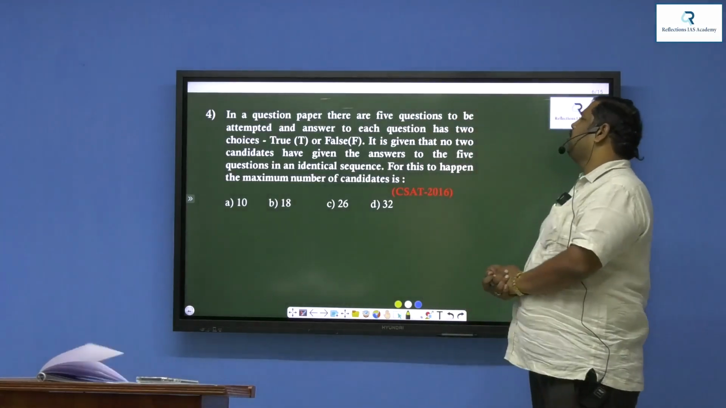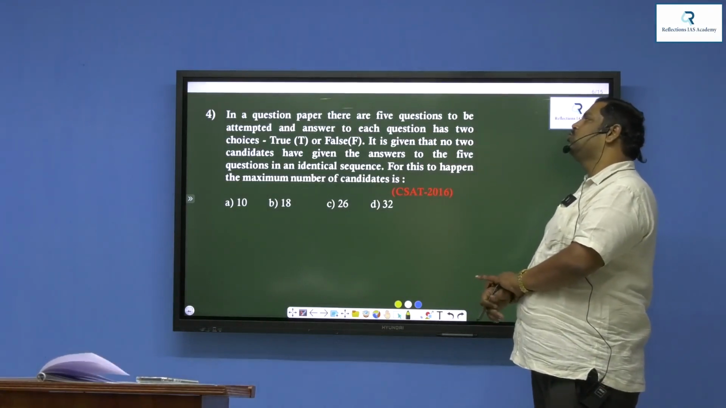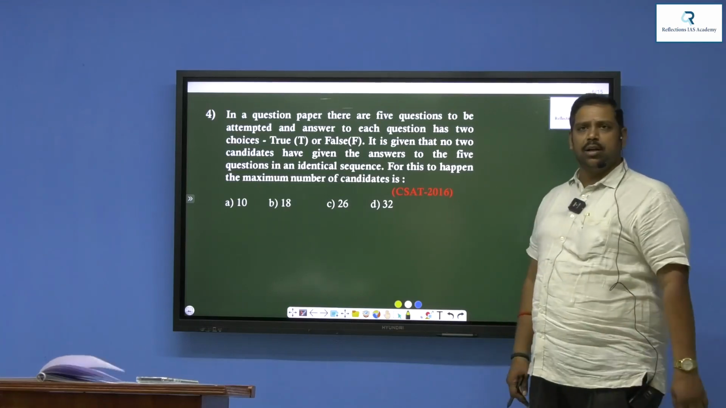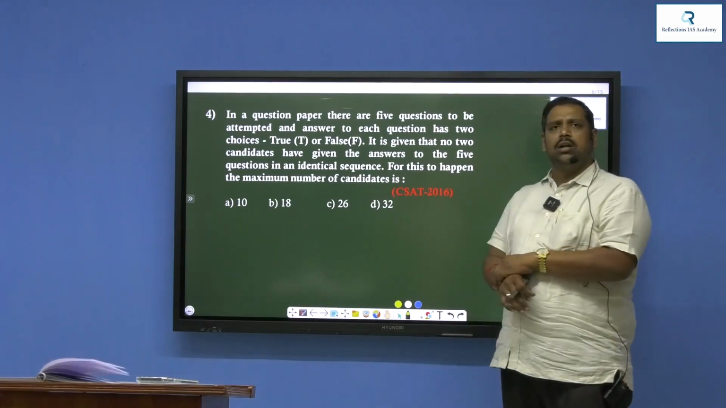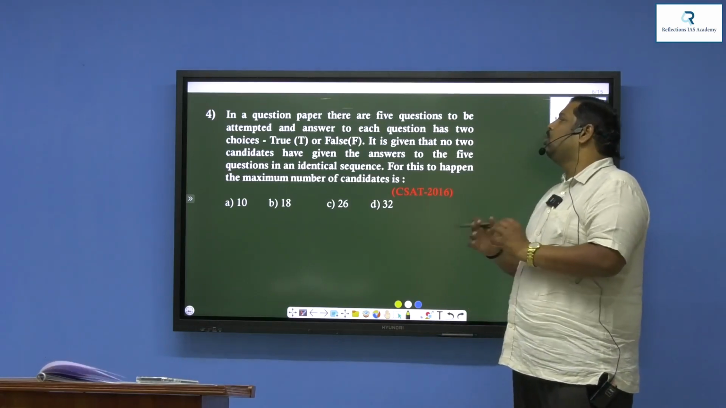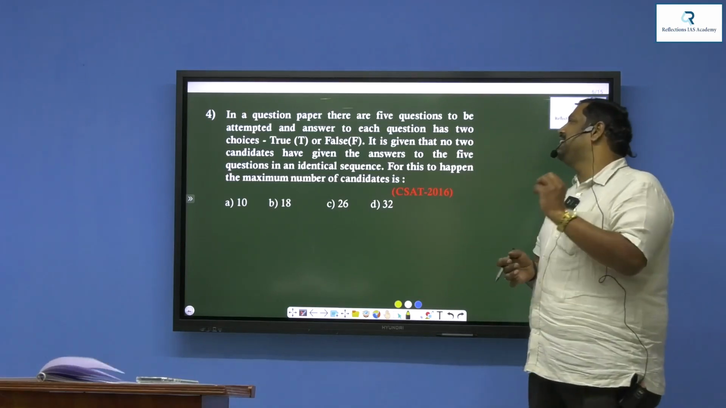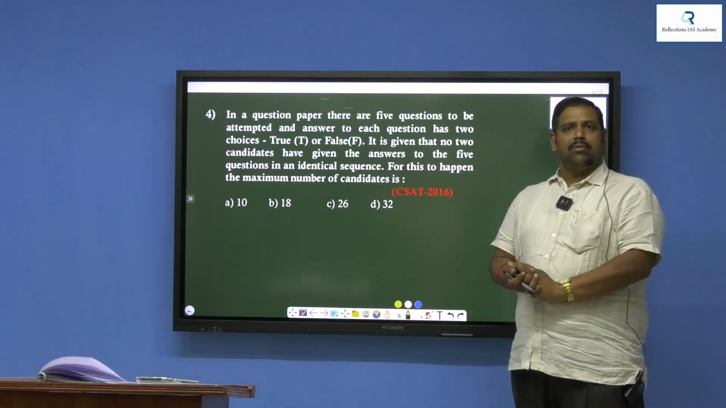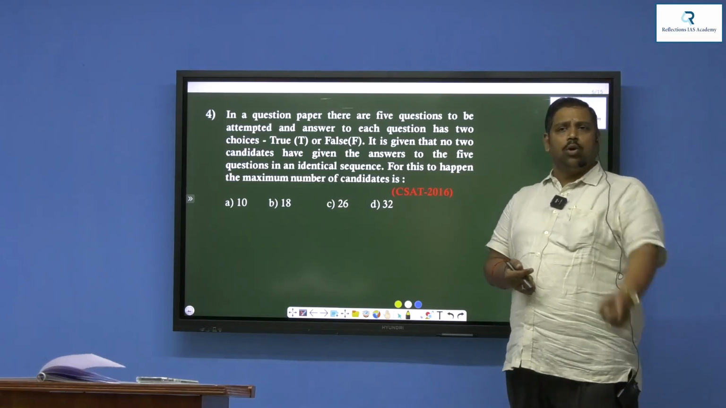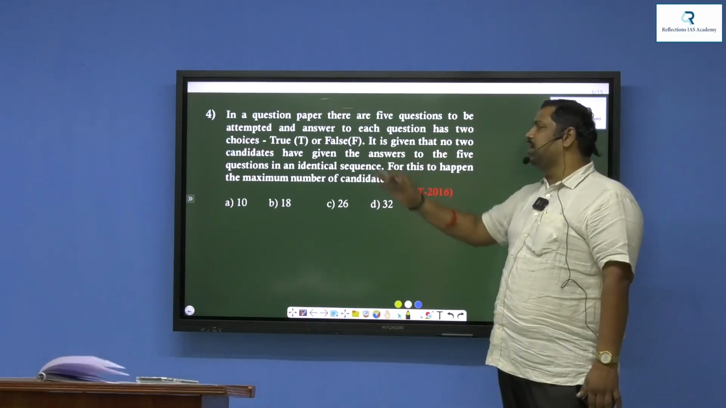In a question paper, there are 5 questions to be attempted and answer to each question has 2 choices. True or false. We have 4 options, not 4 choices. But he said that only 2 choices. What are they? True or false. Okay, good. It is given that no 2 candidates have given the answers to the 5 questions in an identical sequence. For all the 5 questions, suppose she selected all the 5 are true. No other should give all the 5 as true. Yes or no? Identical answers should not be given, right or wrong?